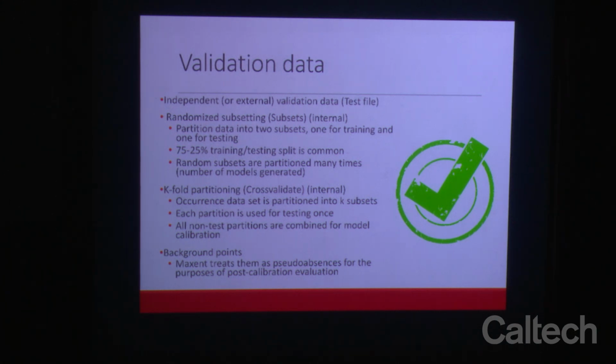What most people do is stratify their data using randomized subsetting to look at internal data sets, where you have a training data set to train the model and then a testing data set to see how the model performs. But there are multiple ways to do this, including cross-validation and partitioning, where you can partition data sets into multiple subsets and then test them across those subsets, and then use the non-test partitions in combination for model calibration, model training. And for background points, just a note that Maxent treats them as pseudo-absences for the purposes of these post-calibration evaluations.